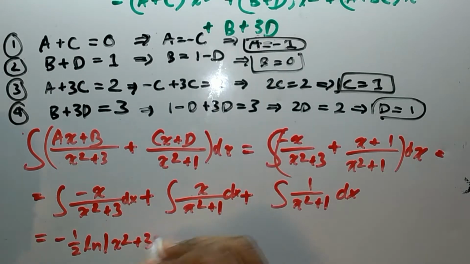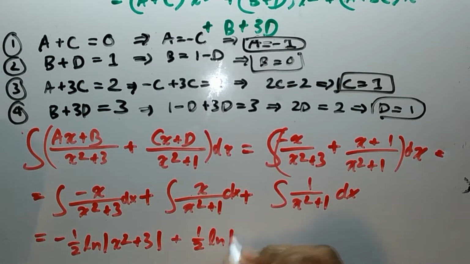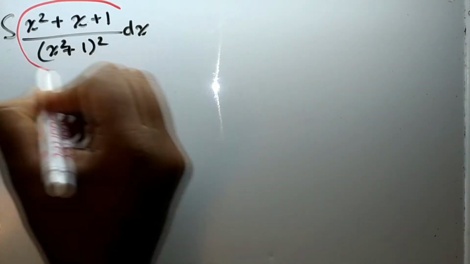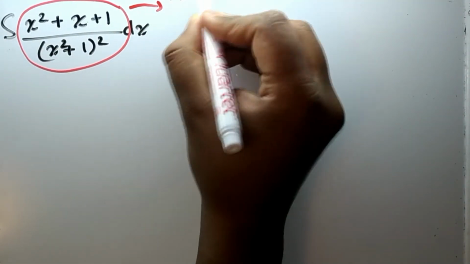The first one is just going to be negative half ln of x squared plus 3. The second one is just half ln of x squared plus 1. And the last one is just going to be arctan. Now in the denominator we have some x squared plus 1 term to the power of 2.